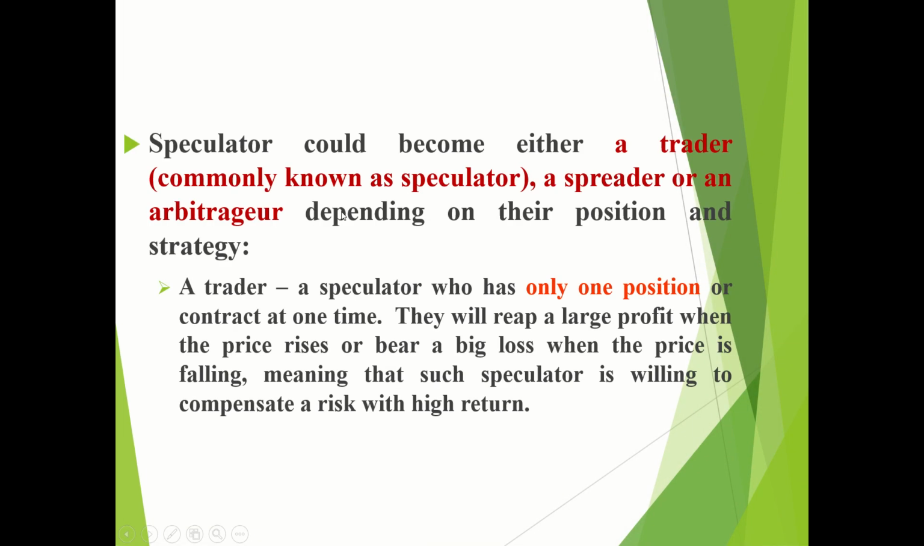Okay, and speculators can be divided into 3. Okay, ada speculators, alright, which are trader, tapi kita panggil dia speculator. They only have one position, either they want to buy or to sell contract. Okay, kita baca kat sini. A speculator has only one position or contract at one time. They try to make large profit when the price increase or decrease.